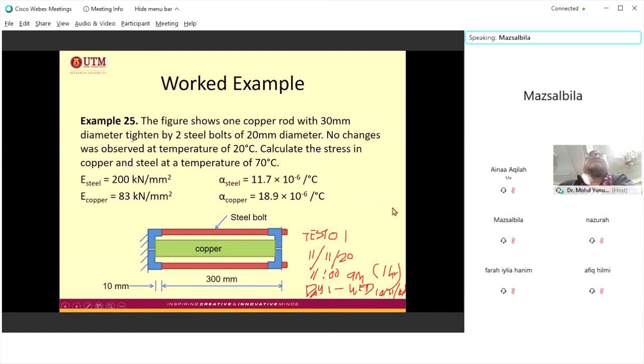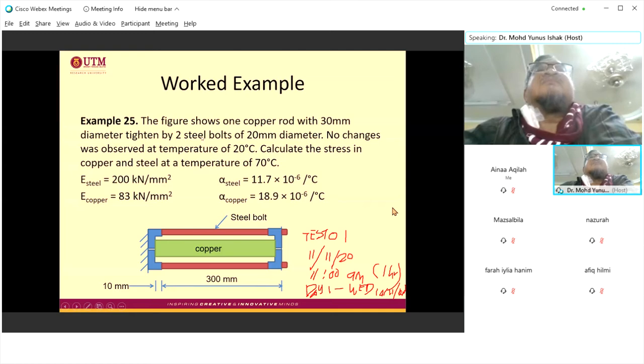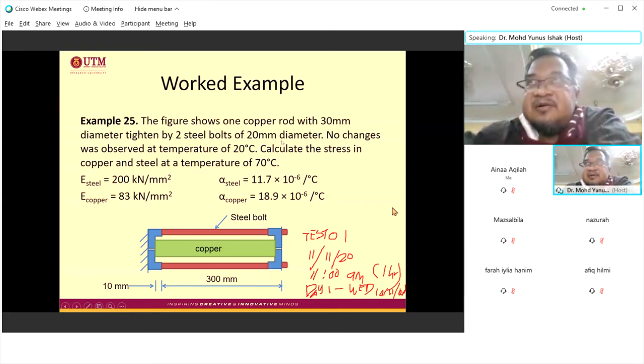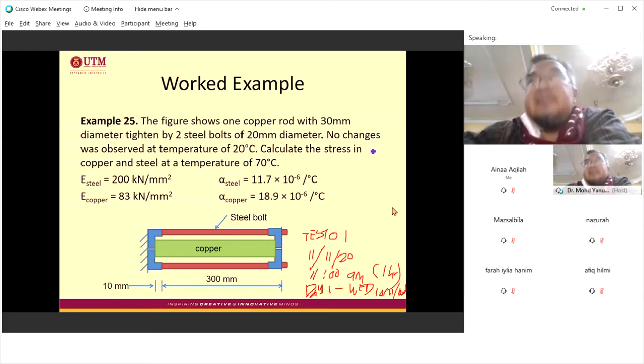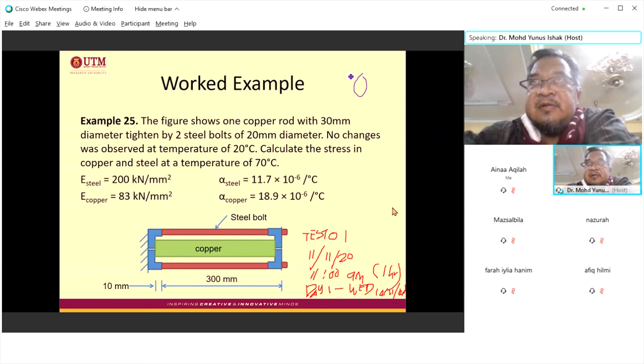Okay, the figure shows one copper rod with 30 millimeter diameter tightened by 2 steel rods of 20 millimeter diameter. So this is your rod. So we have another small rod.